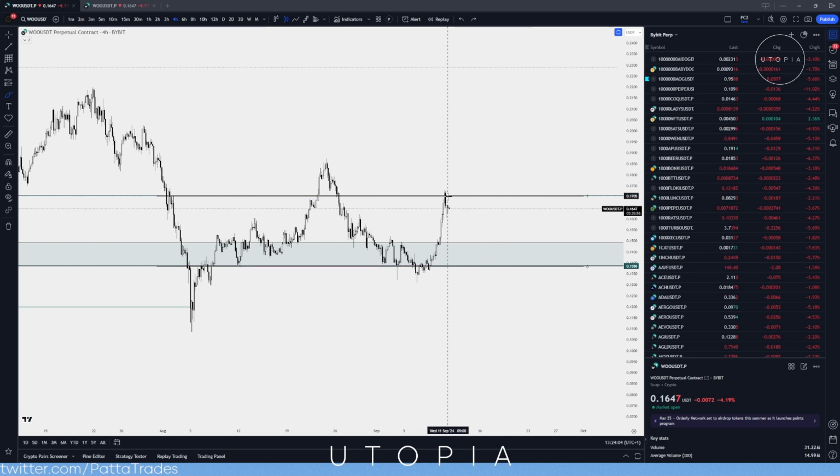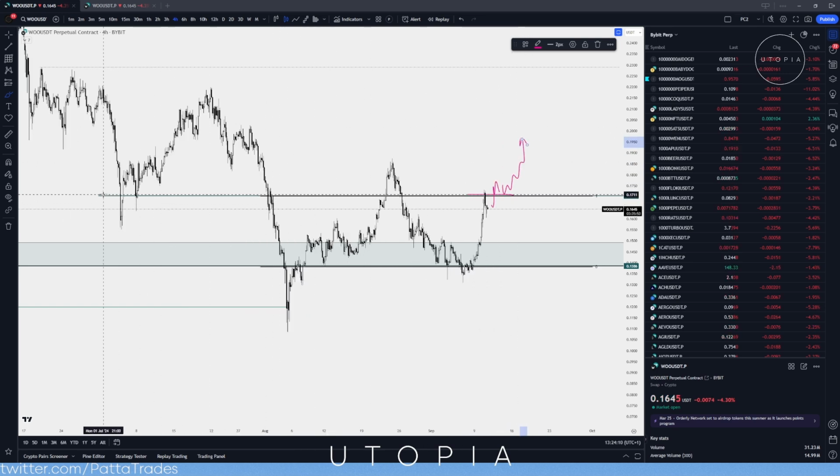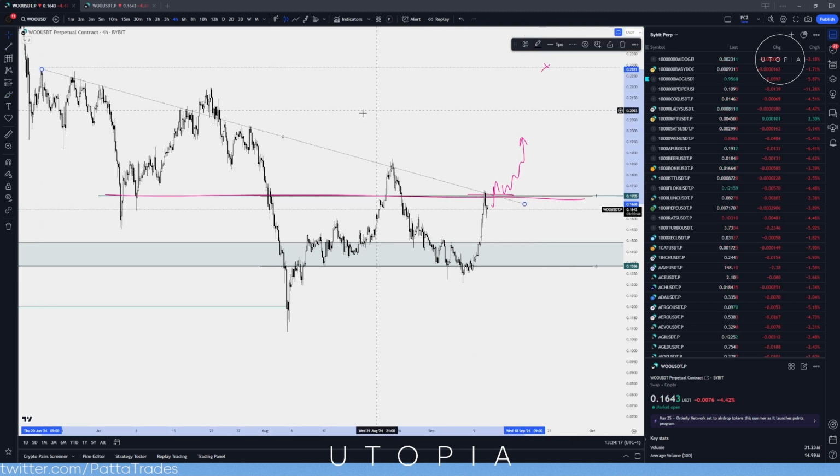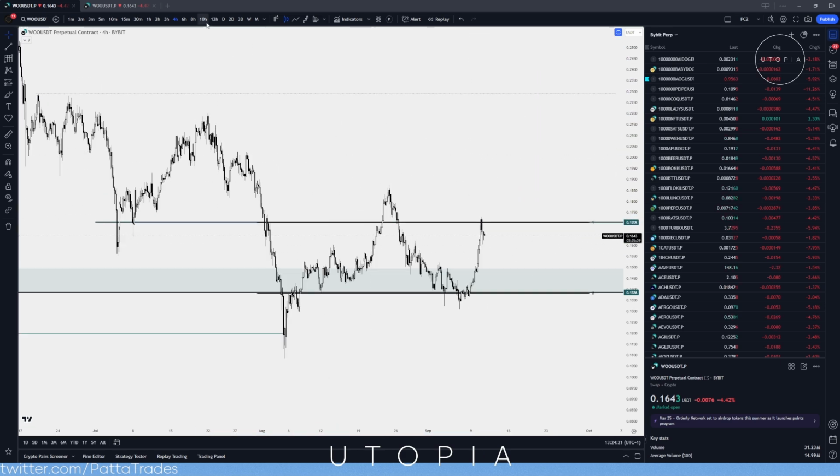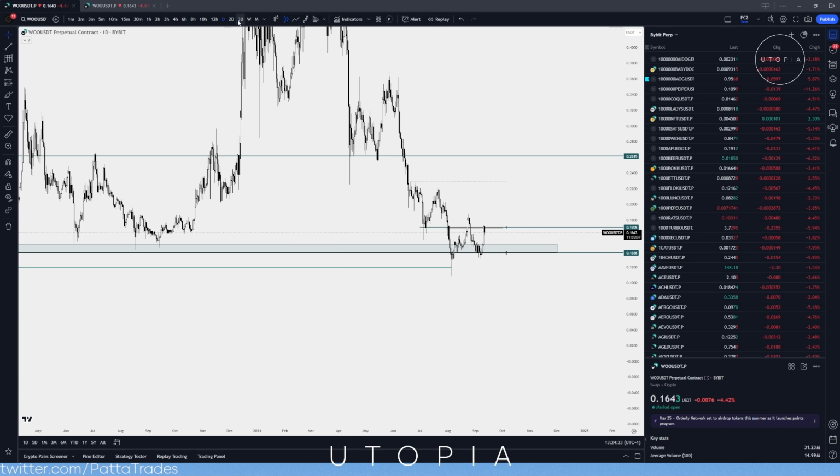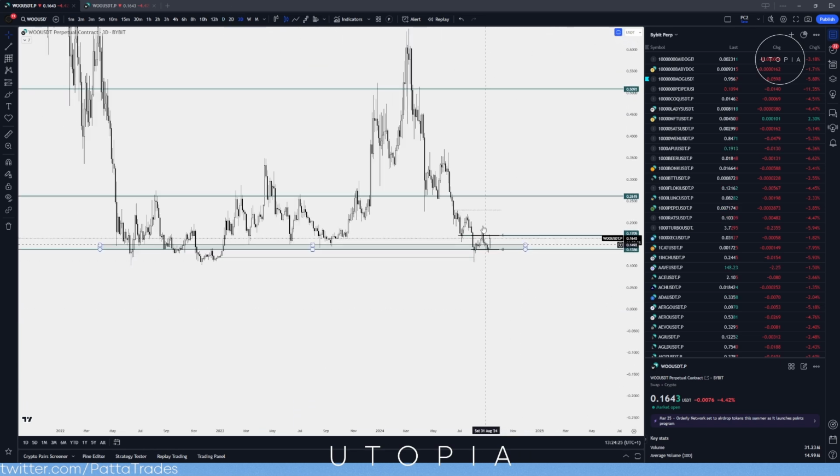The other case was the one I mentioned just before, a reclaim back above 0.17. If it can reclaim here, I think there's a pretty nice chance of seeing a move towards the highs up here, and maybe you see a bit of a meme line breakout form on this as well. Overall, not a bad chart.